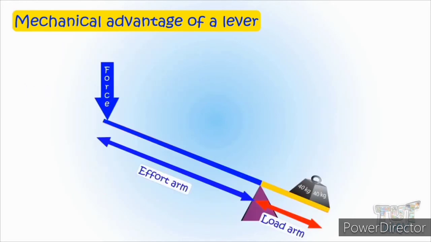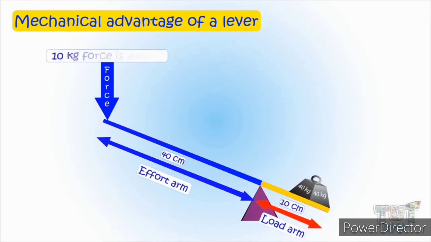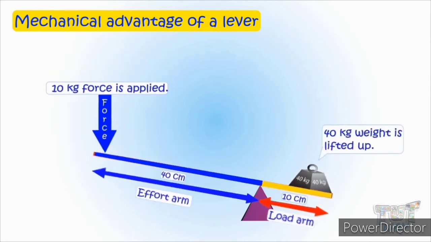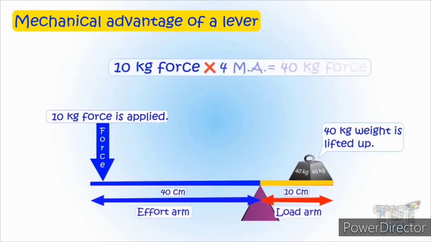Length of the effort arm is 40 centimeters, and length of the load arm is 10 centimeters. And 40 divided by 10, we get 4. So, mechanical advantage of this lever is 4. That is, it will multiply the applied force by 4. If you apply 10 kg force, it will make it 40 kg force. In other words, in order to lift a weight of 40 kg, you need to apply a force of 10 kg.